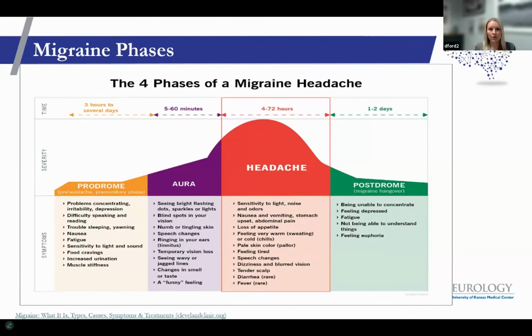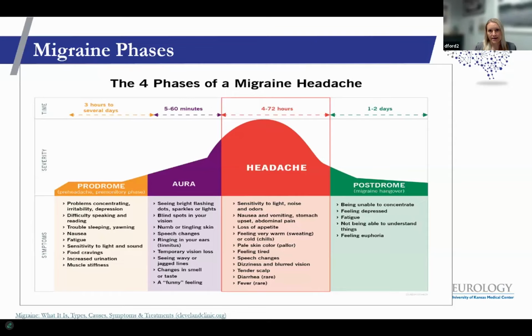So this is important, the 4 phases of a migraine headache. People always think about the pain, and we don't think about all the other things that go along with the headache. So with a migraine, we typically have a prodrome, and this can actually happen even 1 to 3 days before your headache starts. Some things that people will find is they will have increased muscle stiffness, increased urination and yawning, nausea, fatigue.